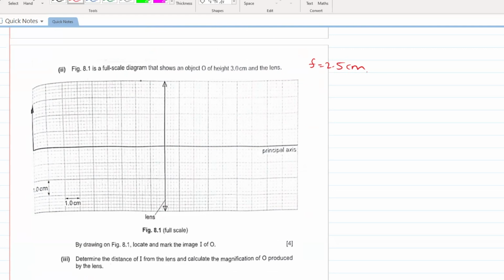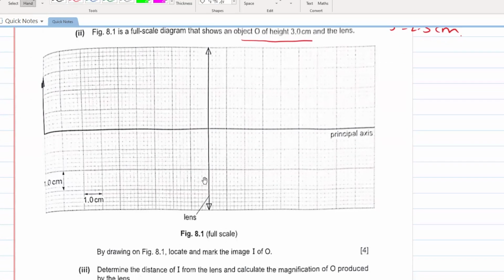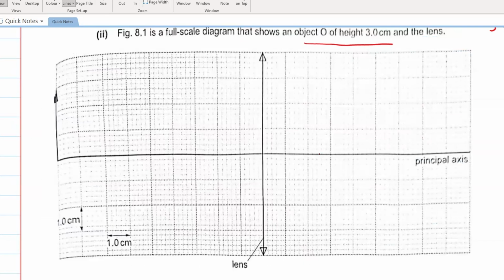Figure 8.1 is a full scale diagram that shows an object O of height 3 centimeter and the lens. By drawing on figure 8.1, locate and mark the image I of object O. So we have to mark the image. This is our object. Let's first of all mark the focal length. So this is 1, this is 2, and 2.5 will be somewhere here. This is your focal length. On the other side, negative, this is also focal length.